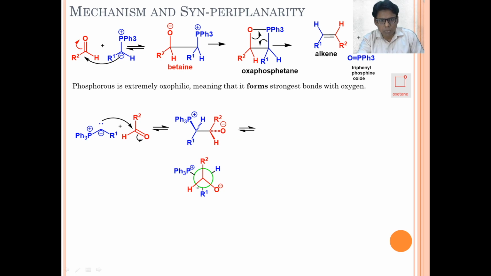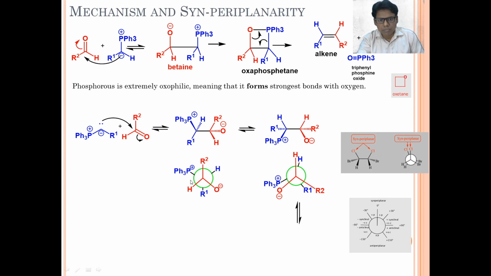PPh3 and oxygen, they are opposite directions. But if they are in opposite direction, reaction cannot happen. So they must come together. This has been brought here, this has also been brought here. So we get syn arrangement. Such arrangement they are called as syn periplanar.